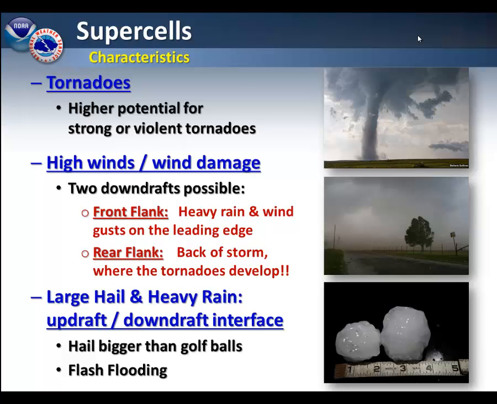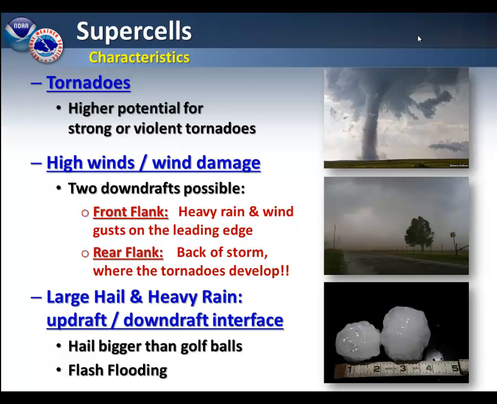Supercells can produce all types of severe weather. They can produce tornadoes, and they do have a higher potential for strong or violent tornadoes. They can produce high winds or wind damage in two different areas. They can occur with the front flank of the downdraft, which is the heavy rain and wind gusts on the leading edge of the storm, and with the rear flank of the downdraft, which is on the back of the storm where the tornadoes form.